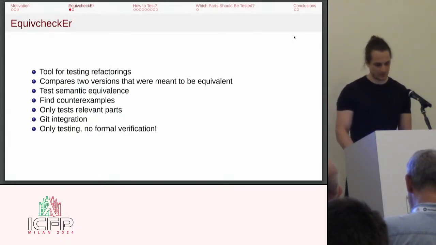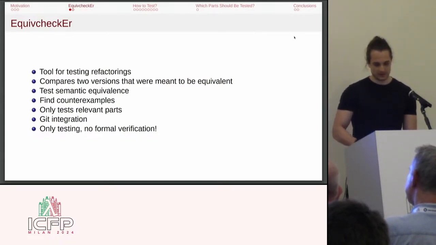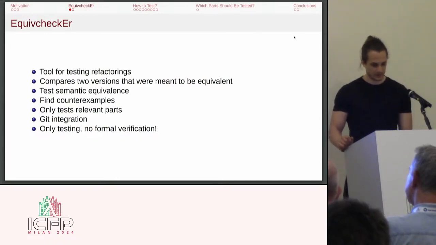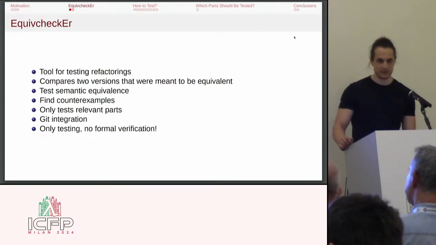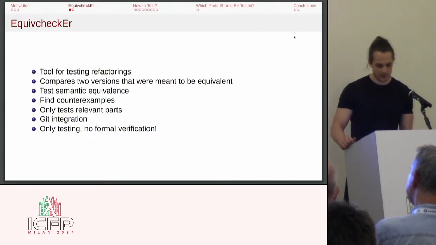So our solution to these kind of problems is a tool we've called EquivcheckEr, which is a tool for testing refactorings. Or more generally, it can test any two versions of the same code base. And it does this by comparing these different versions, so the original and the refactored one. And it tries to find any discrepancies in the behavior of these programs. We could also say that it tries to establish the semantic equivalence of these programs.